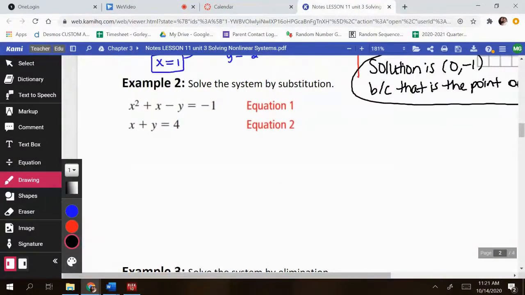In order to solve by substitution, we want one of the variables by itself. So I'm going to make the decision to just get y by itself. I like it in the form y equals. So let's rewrite this. We're going to get y equals negative x plus 4. So everywhere I see a y in the first equation, I'm going to replace it with negative x plus 4.